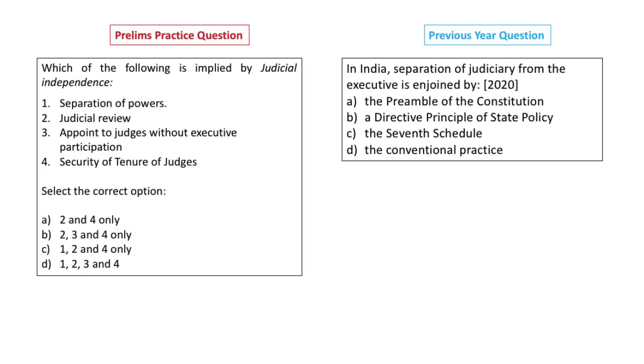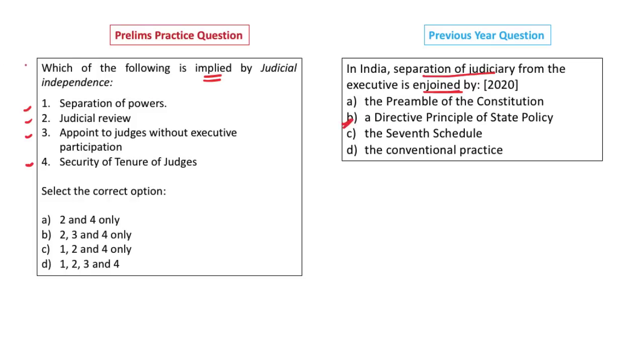You must have been reading currently in newspapers various articles on judicial independence with regard to NJAC. Which of the following is implied by judicial independence? Separation of power, judicial review, appointment of judges without executive participation, security of tenure of judges. See, judicial independence has been asked in prelims exam in various ways. For instance, in this question: in India, separation of judiciary from the executive is enjoined to allow the judiciary to work without interference. It's part of judicial independence. And this has been enumerated in Article 50, which is part of DPSP.